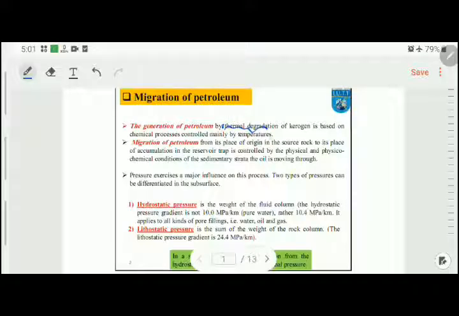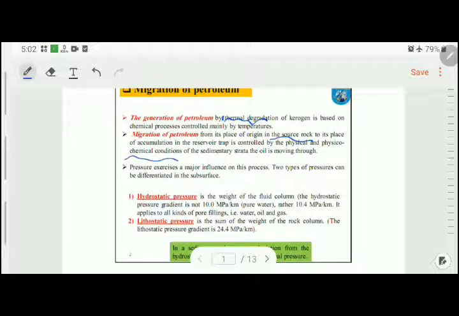its place of origin in the source of the petroleum, which is the kitchen of that kerogen, to its place of accumulation in the reservoir rocks, which can be covered by the reservoir trap, and can be controlled by the physical and chemical conditions of the sedimentary layers. The oil can be moved through it.